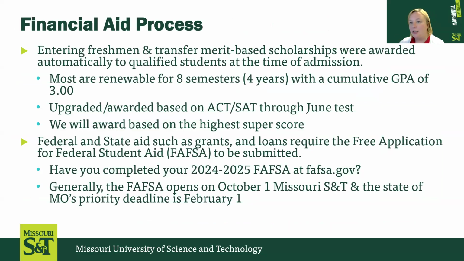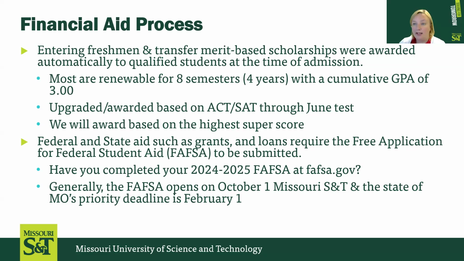Okay, now that we got through the cost, I'm going to talk a little bit about the financial aid process and things you should know about your financial aid. At the time of admission, based on students' entering information, we did offer scholarships if students were eligible. These were considered merit-based scholarships, and they were automatically offered. Most of them are renewable for 8 semesters or 4 years with a cumulative GPA of a 3.0. So what that means is at the end of the first academic year, we will check the student's cumulative GPA. And if they have a 3.0, it'll automatically get renewed for the next year. And that will happen for a total of 4 years.